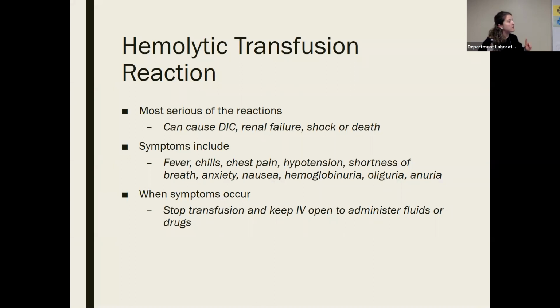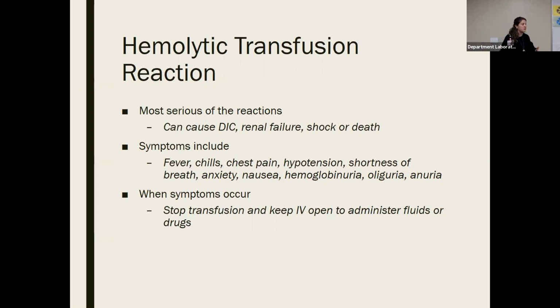Okay, now let's talk about hemolytic transfusion reactions. This is the most severe, all right? And it will cause the most serious reactions. This is what will happen if you give the wrong type of ABO. Like we mentioned earlier, it can cause your patient to go into DIC, can cause renal failure, could cause shock, and ultimately lead to death. And what your symptoms are going to include.